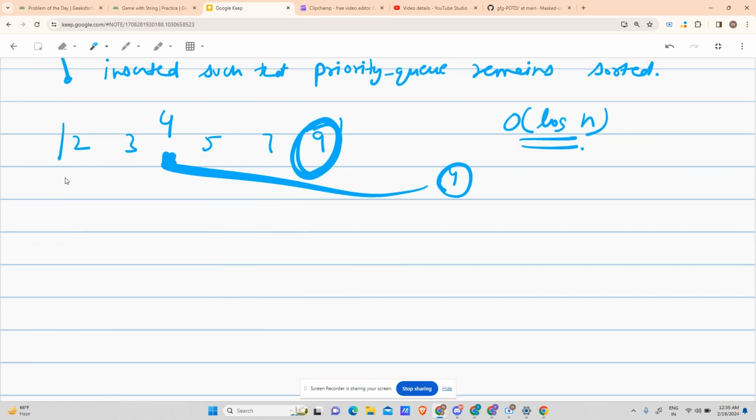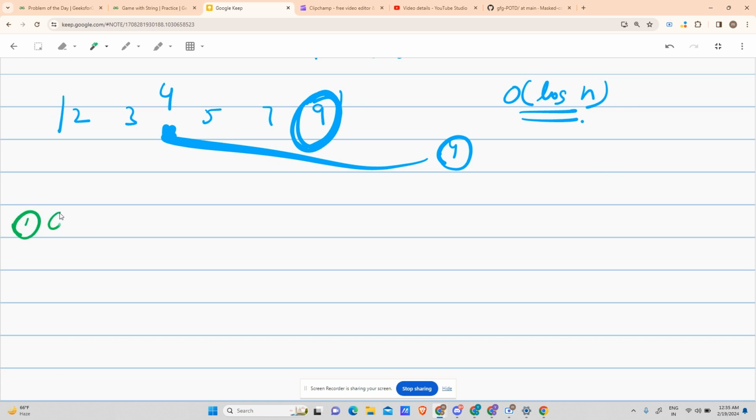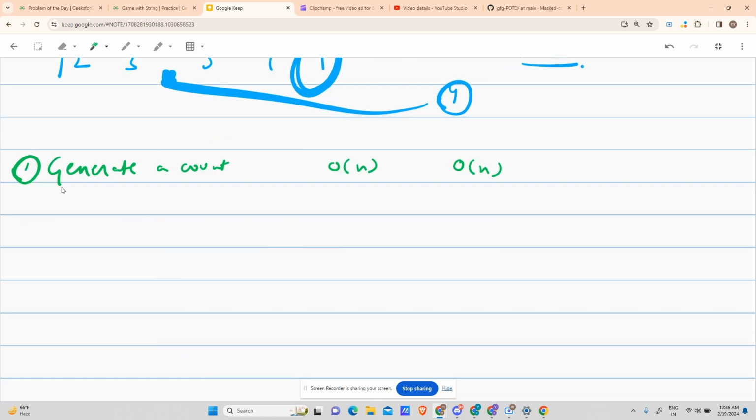So my new algorithm would look something like this. The first step would be the same: generate a count. I will be using a map, O of n time complexity, O of n space complexity. Nothing changes in the first step. Now the second step says put all the counts in the priority queue.